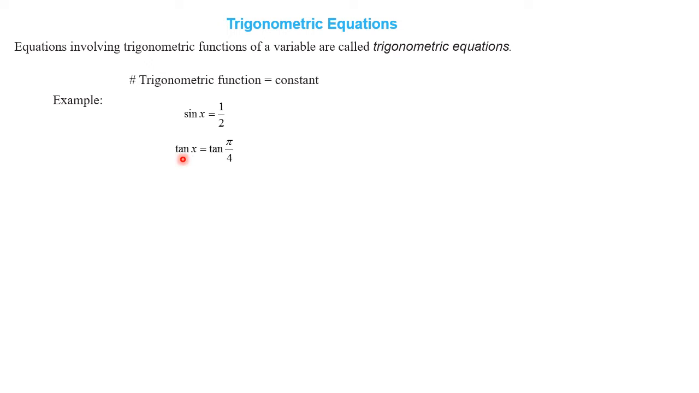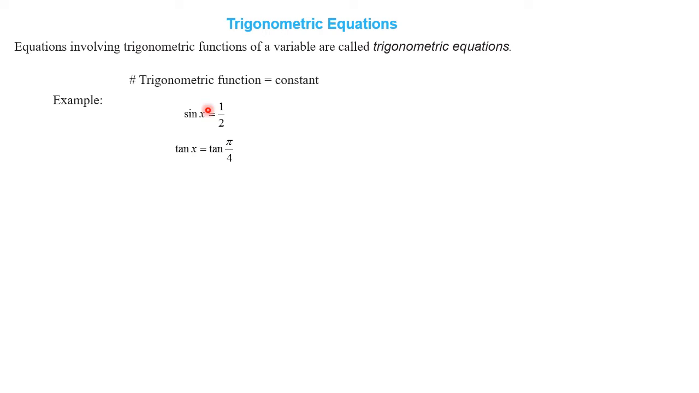Another example: tan x is equal to tan pi by 4. This is also a trigonometric equation because tan x is a trigonometric function. Tan pi by 4 means tan of 180 by 4, that is 45 degrees. Tan 45 is 1, we know. So tan x is equal to 1, a constant. This is the format: trigonometric function is equal to a constant. So this is a trigonometric equation.